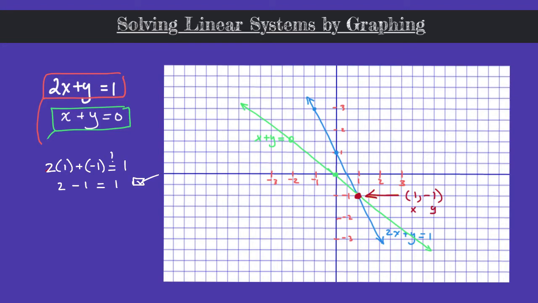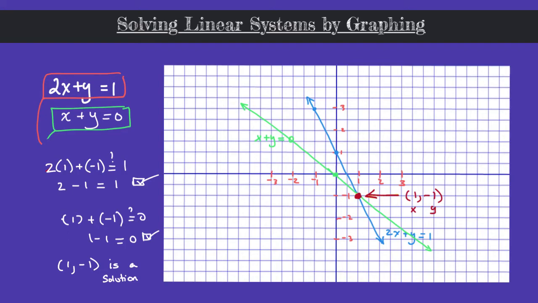And in the second equation, x is 1 plus y, which is negative 1. Is that equal to 0? Well, 1 minus 1 is 0, so that is true. So therefore, the ordered pair 1 comma negative 1 is a solution to our system of equations. And we got that answer by graphing.